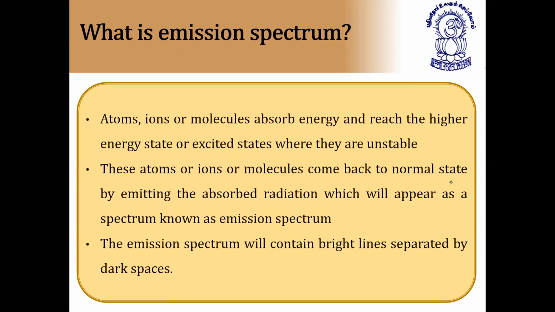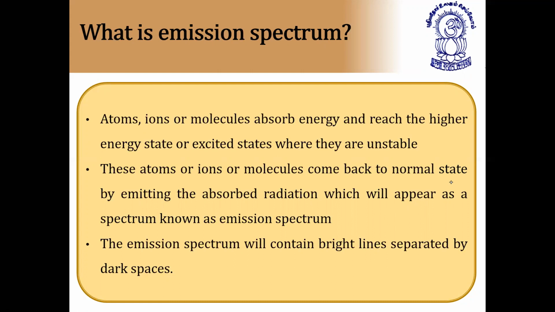Atoms, ions, or molecules absorb energy and reach the higher energy state or auxiliary states where they are unstable. These atoms, ions, or molecules come back to the normal state by emitting the absorbed radiation, which will appear as a spectrum known as emission spectrum.